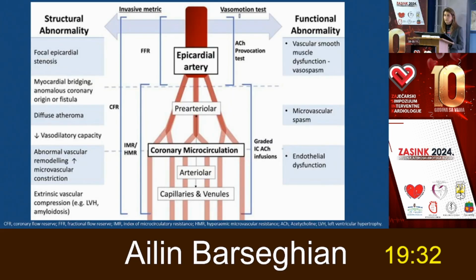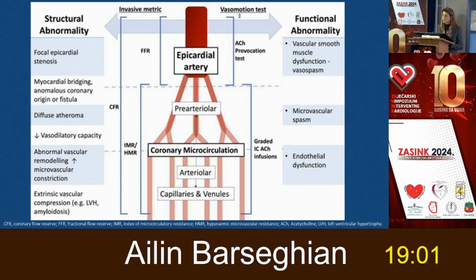So there are two concepts to assessing coronary function. One is to evaluate structural abnormality, and the other is to evaluate functional abnormality. When we want to look at structural abnormality, like those problems with the thickened microvasculature or the impaired vasodilation, that requires an invasive method where we have to put a wire down in the coronary artery and measure flow. And that's where the CFR, FFR, IMR information come in.